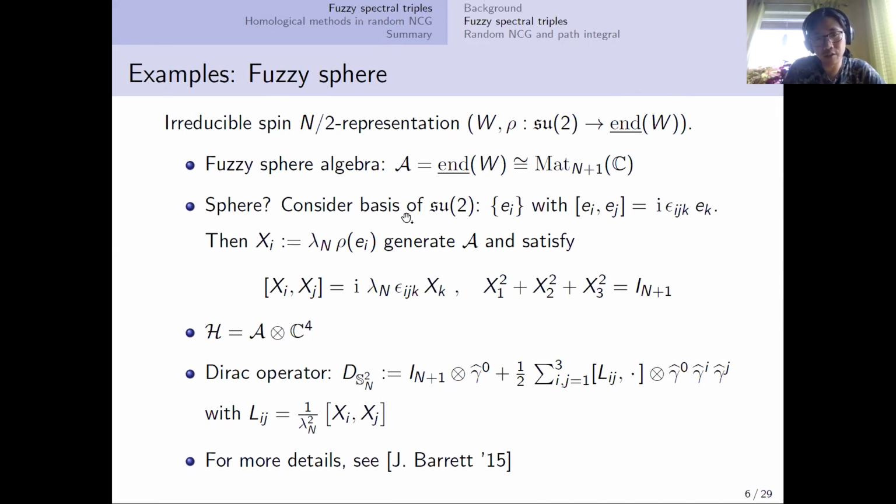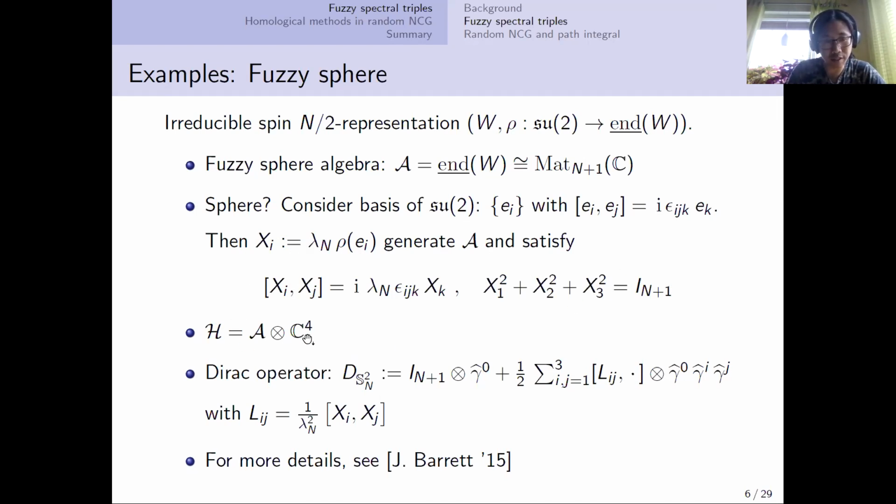Well, if we look at a basis of SU(2), which I will denote by e_i, these satisfy the usual SU(2) commutation relation. Then we can use this map rho to map them into the matrix algebra. The image of these basis elements will generate the entire algebra, and they will satisfy the following relations. In particular, x_1 squared plus x_2 squared plus x_3 squared equals the identity matrix. This is just the unit sphere relation. And this lambda here is just some normalization to make this into the unit sphere.